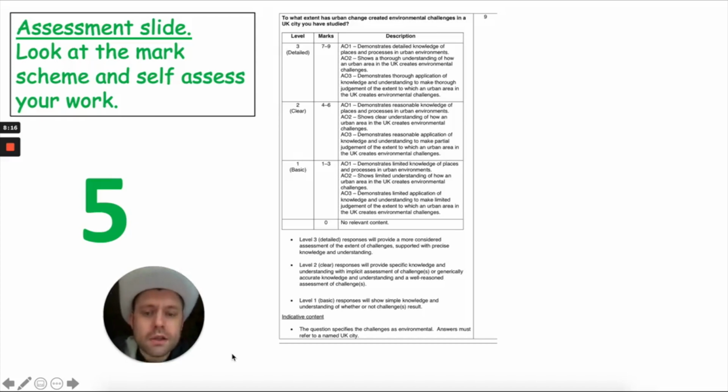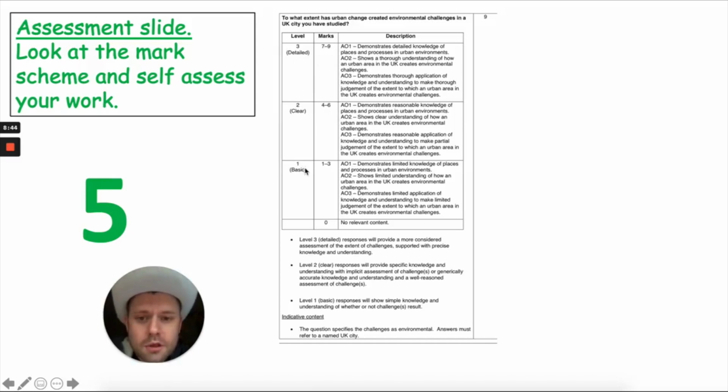Okay, welcome back. So the mark scheme for this question is pretty heavy. It's like 2 sides of A4. What I'm going to draw you to very quickly is this first part of the mark scheme. Your answer will either fit into level 1, which is 1 to 3 marks, level 2, 4 to 6 marks, or level 3, 7 to 9 marks.